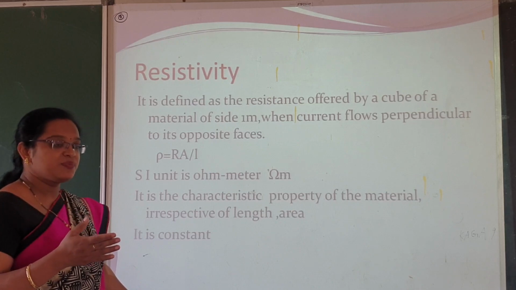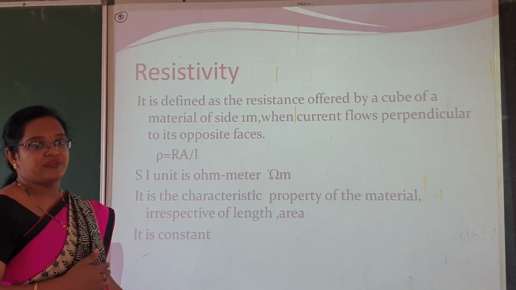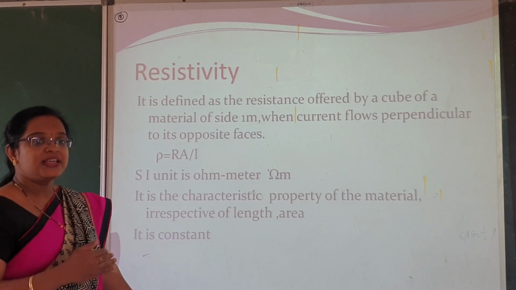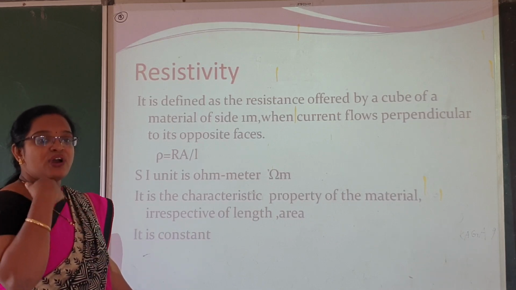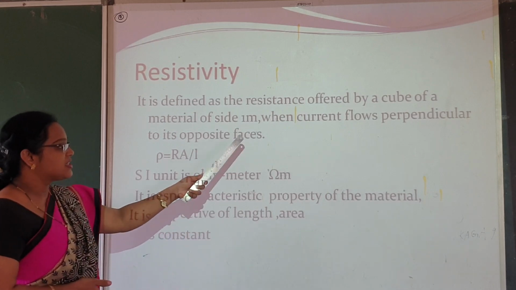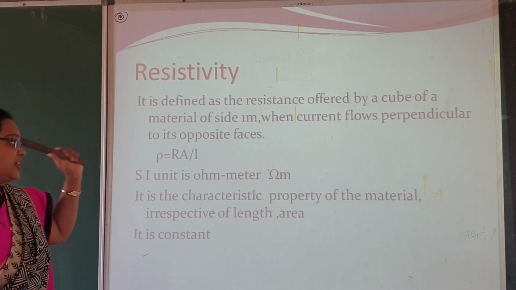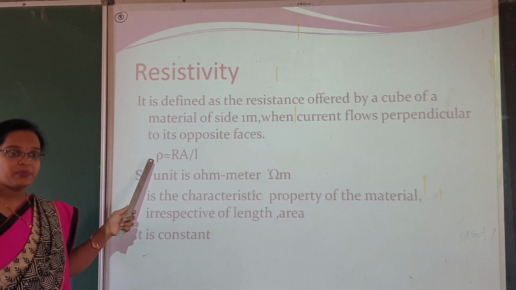Opposite faces means the direction in which the current is flowing. If the current flows perpendicular to the faces, that is the opposition to the flow of current, which we call resistance. So that's why it is taken in the opposite direction. That is called resistivity. Resistivity is denoted by rho.